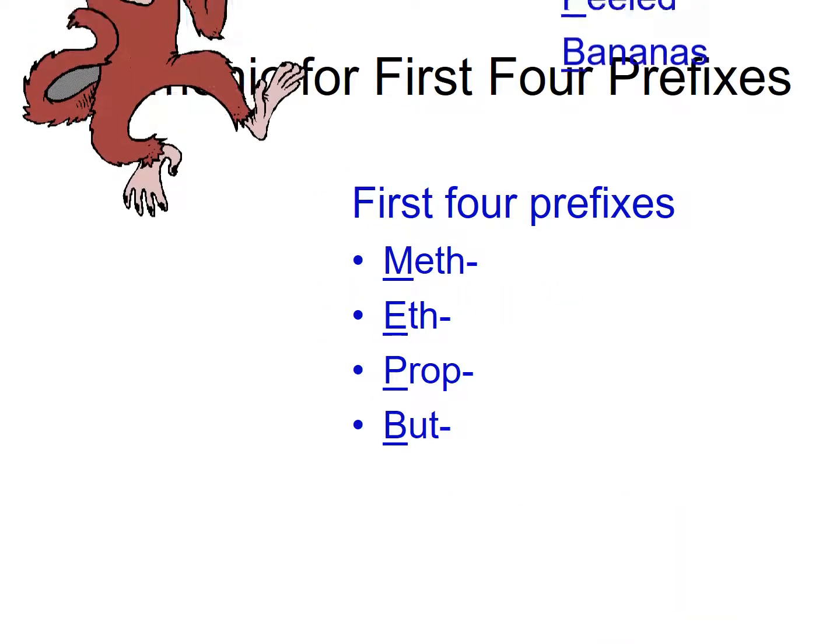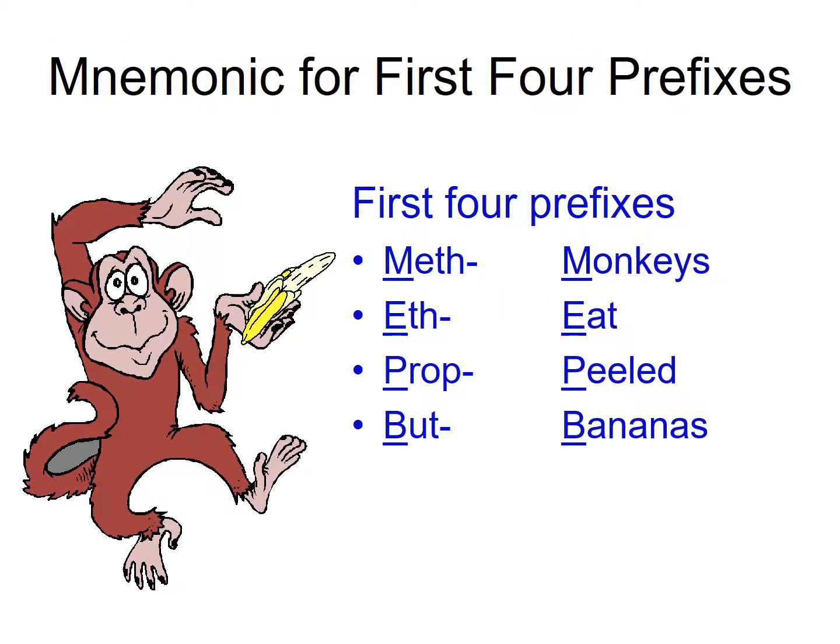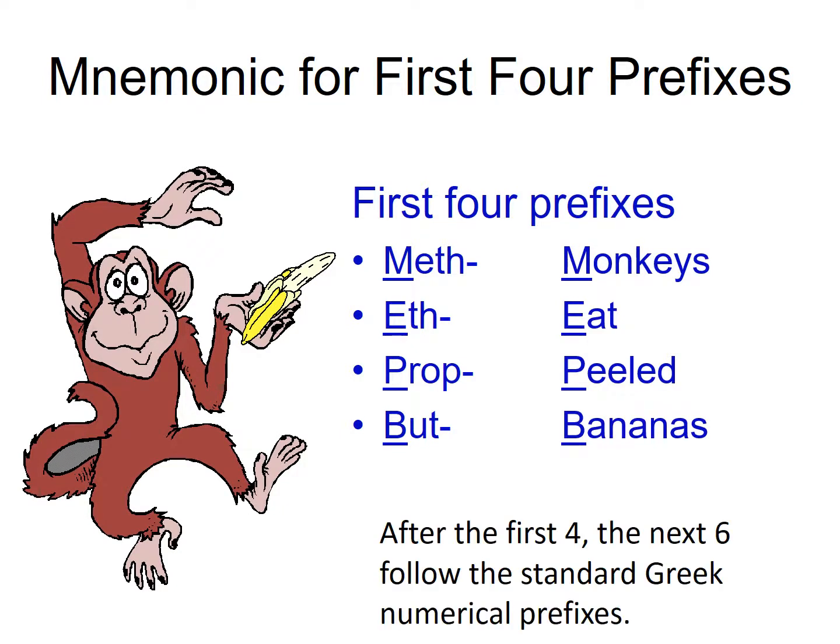Here's a mnemonic to help you remember the first 4 prefixes. Monkeys eat peeled bananas. MEPB: meth, eth, prop, but. And remember, after these first 4, the rest follow the Greek prefix system.